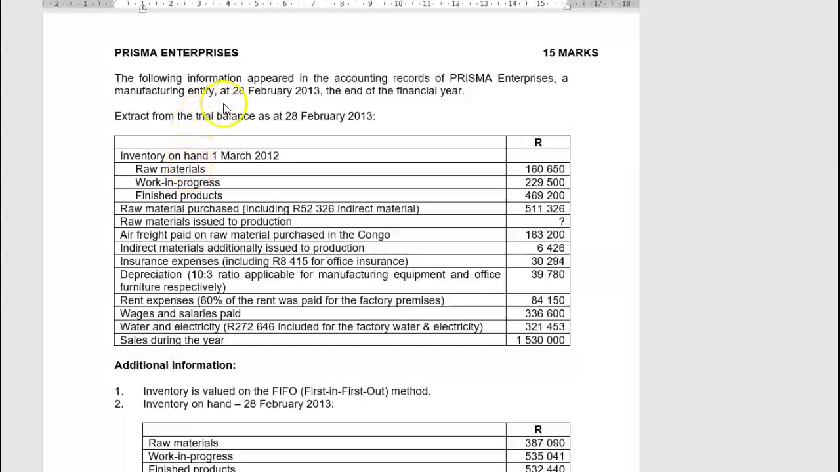Prisma Enterprises. The following information appeared in the accounting records of Prisma Enterprises, a manufacturing entity, as at 28 February 2013. Extract from the trial balance as at 28 February 2013. And they give us a lot of information. Let's quickly check what they want from us.